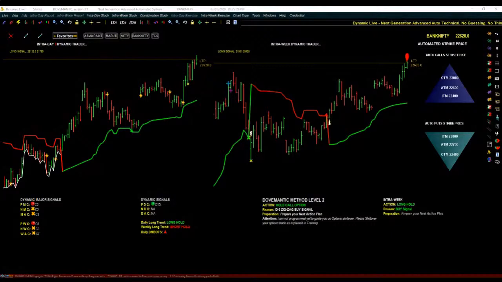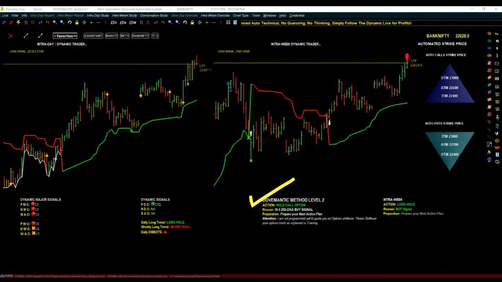But before that, let me tell you, this dynamic live is designed for something bigger. Some advanced trading concepts can be implemented with the help of this dynamic live. But today we are discussing the Dowmatic method level 2. In this Dowmatic method, whatever we have discussed till now, if we add a few points to this, it will enhance our returns. So we will discuss two more additional steps here. So what is the second step? Let us see here.